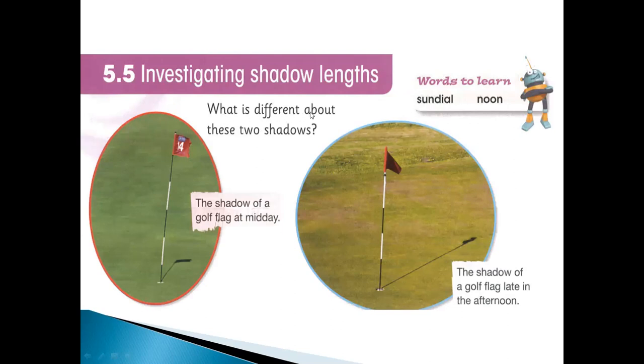What is different about these two shadows? The shadow of a golf flag at midday, at 1 o'clock or 2 o'clock like this. So this is midday. You can see the length of the shadow of the flag, and the shadow of the golf flag late in the afternoon. Which one is bigger? At midday the sun is here, so the shadow is smaller. But if the sun is lower, the shadow is bigger. It's coming down, and the shadow gets longer.